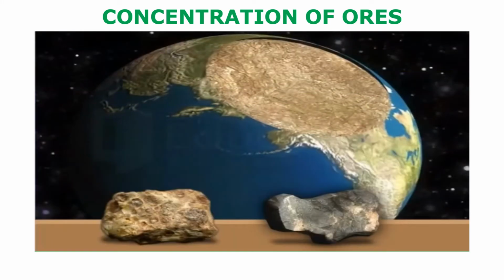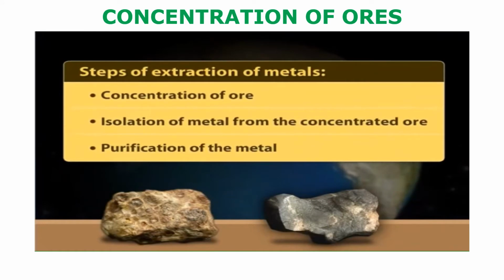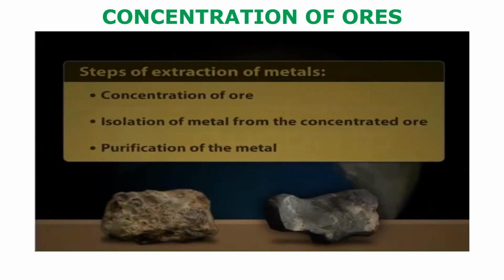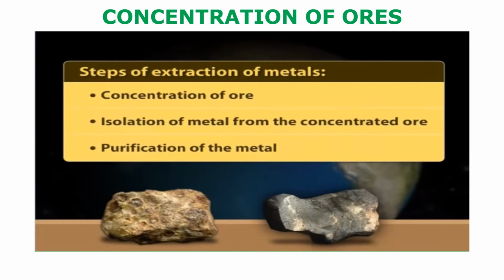The extraction of a metal from its ore involves several physical and chemical processes such as the concentration of ore, isolation of metal from the concentrated ore, and purification of the metal. All these processes are collectively referred to as metallurgy. In this module, you will learn in detail about the first step of metallurgy, the concentration of ore.